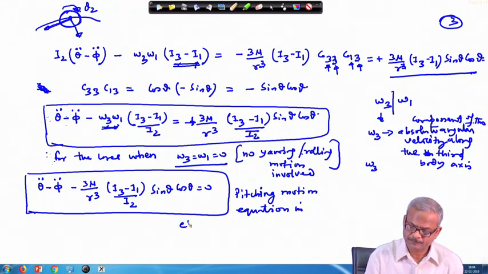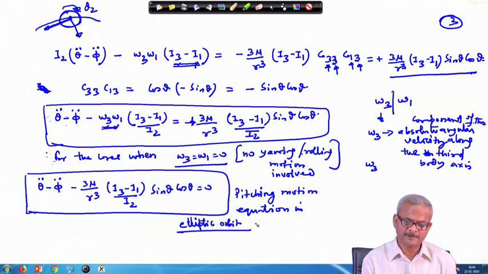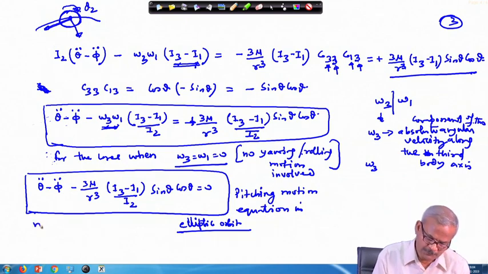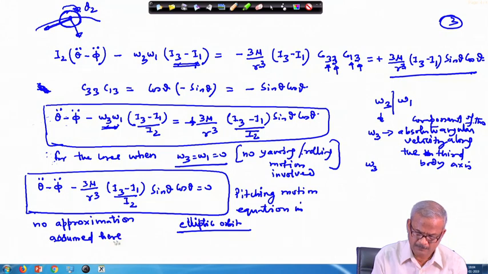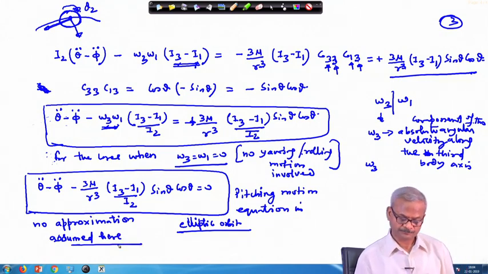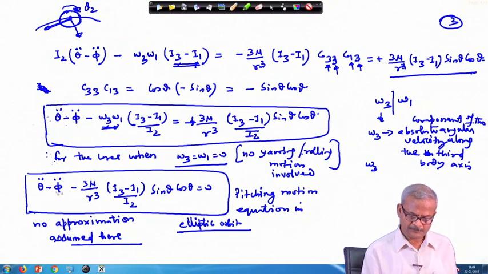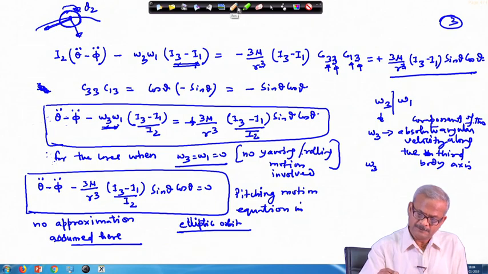In elliptic orbit, and remember that we have not done any approximation here. So, no approximation assumed here. Okay. So, we will explore this particular part in a particular way and then develop this equation.